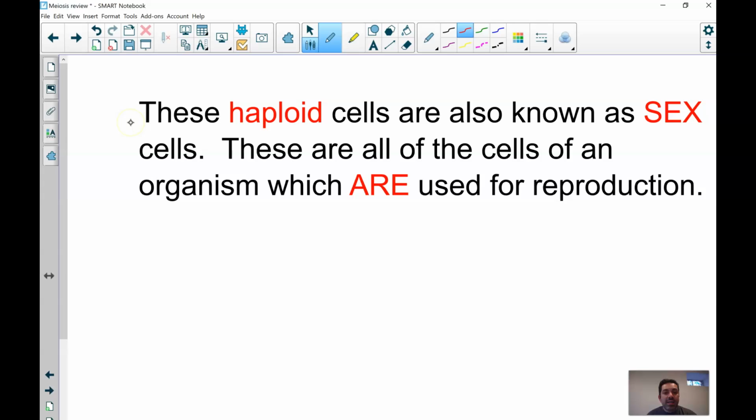These haploid cells are known as sex cells. These are all of the cells of an organism which are used for reproduction. We saw in mitosis that we were making body cells. Well, in meiosis, we are making sperm cells or egg cells. In a plant, it's a little bit different, but we're not going to get into plants for right now. We're going to focus on animals, and males in the animal kingdom, during meiosis, create sperm cells. Females create egg cells. Those are the only cells which are created through meiosis. Everything else is mitosis.